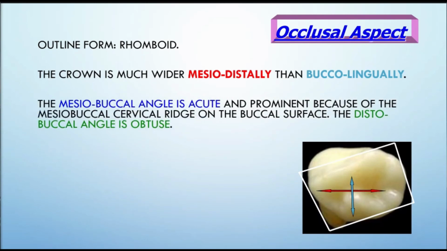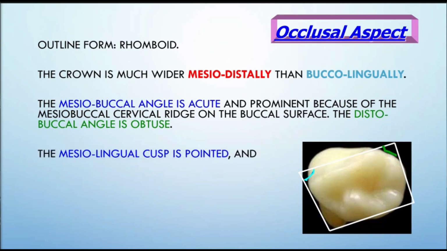The mesiobuccal angle is acute and prominent because of the mesiobuccal cervical ridge on the buccal surface. The distobuccal angle is obtuse. This is obtuse. This is acute. Why? Because it's very narrow in this area. The mesiolingual cusp is pointed and angled in on the occlusal table.